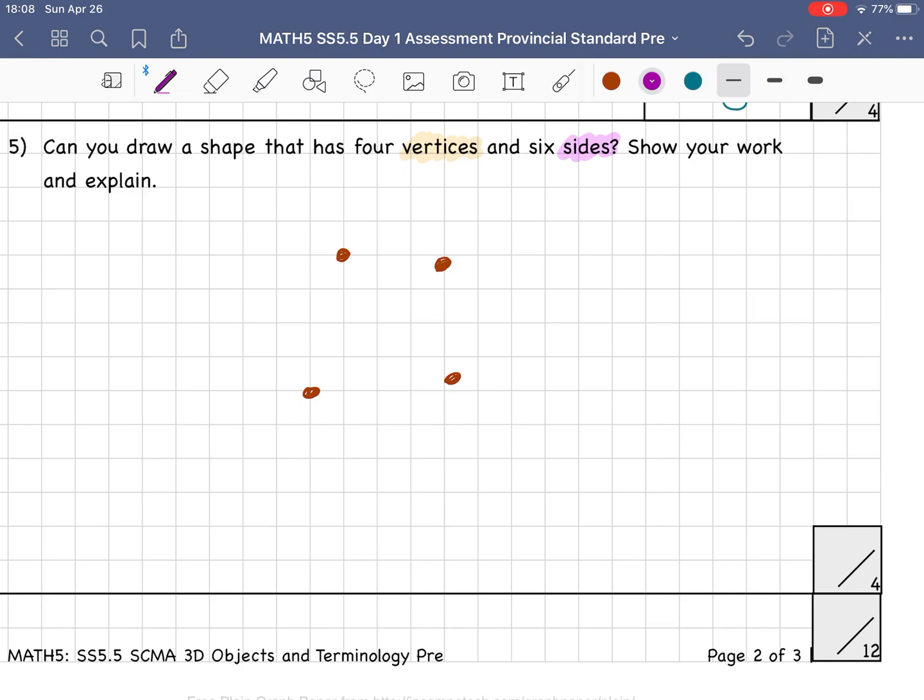All right. So a side has to go from one vertex to another. So I draw a side from here to here. I can draw one from here to here, one from here to here. Okay, that's 4 sides. Now I need 2 more sides. But let's say I draw another side like this.